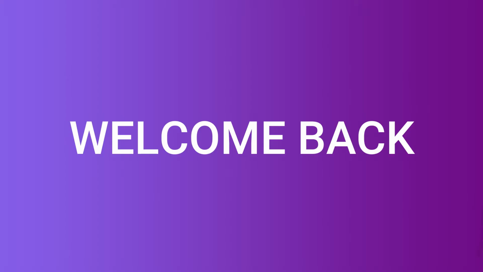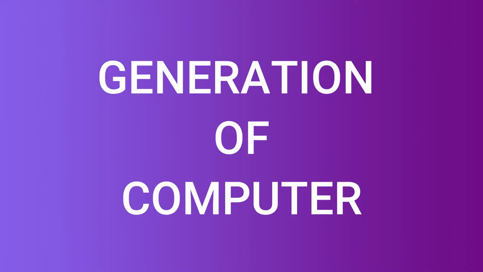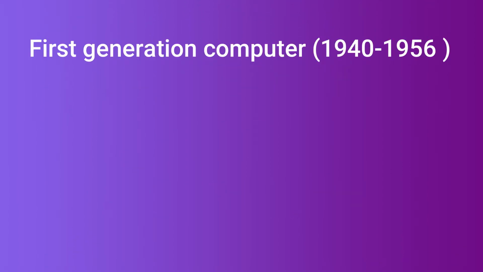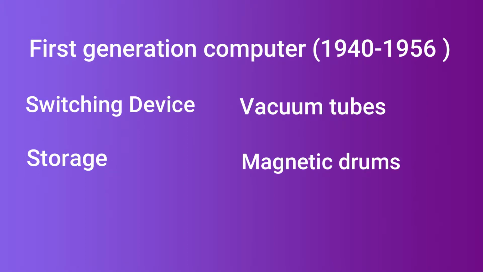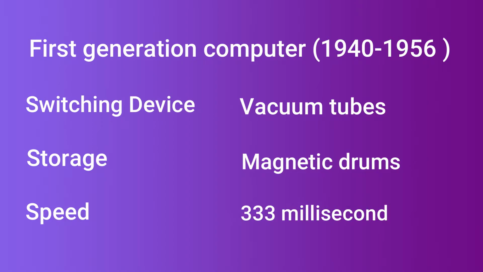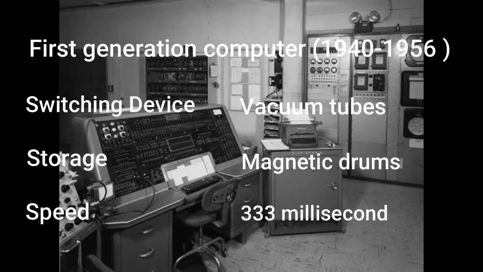Today let us learn about the generations of computer. The first generation computer starts from 1940 to 1956. It uses vacuum tubes as a switching device. Now, what is a switching device? A switching device is a device which is used for transferring connections from one source to another source.